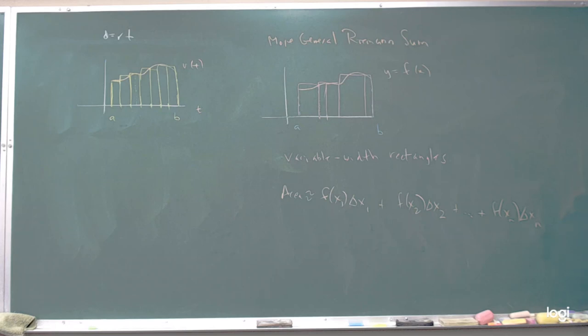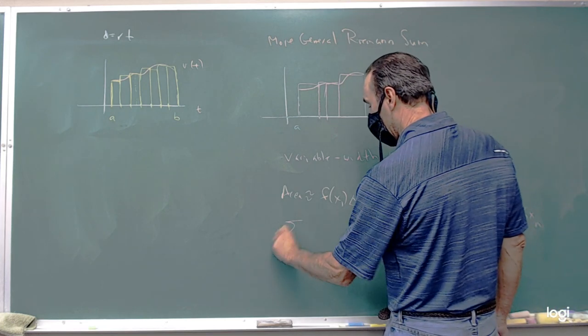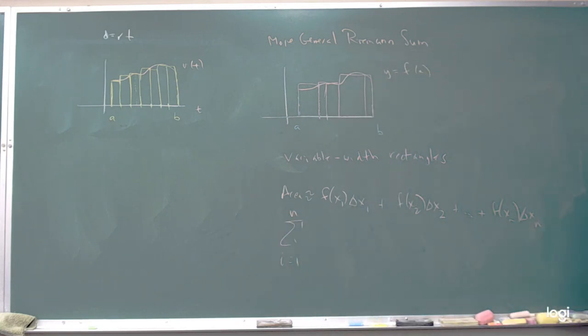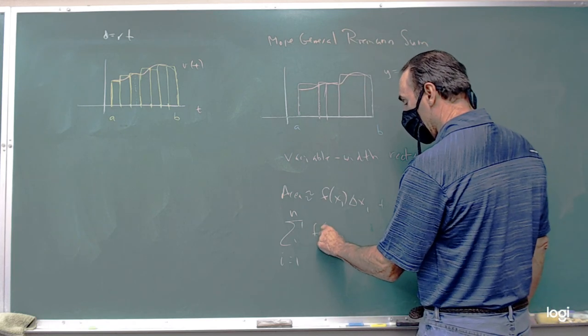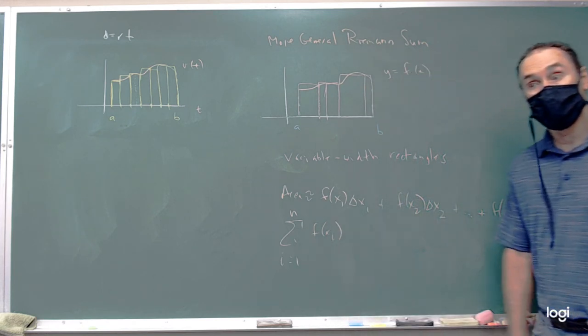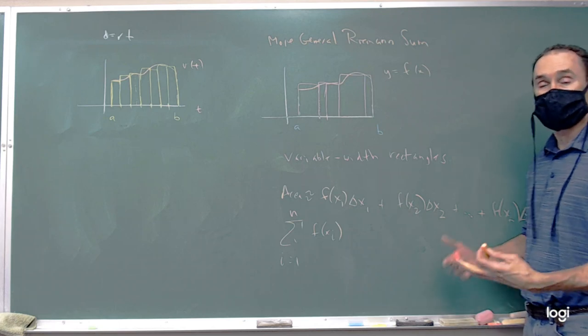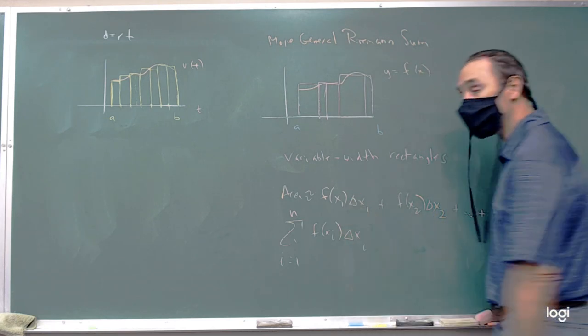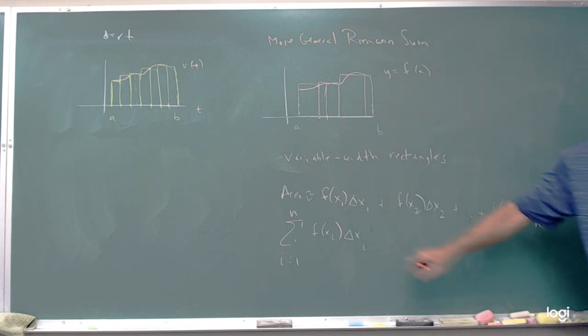Maybe some of those delta x's are the same, maybe not, maybe they're all different, but they're not necessarily all the same width. So our summation becomes this Riemann sum, i going from 1 to n. We're still imagining that we're doing n of these rectangles. It's going to look very similar: f of x sub i, but then instead of just a delta x, it's going to have to be a delta x sub i as well. That indicates that the widths are not necessarily uniform.